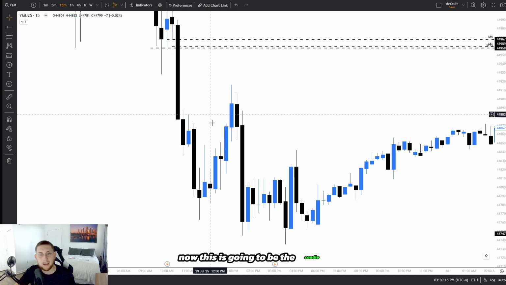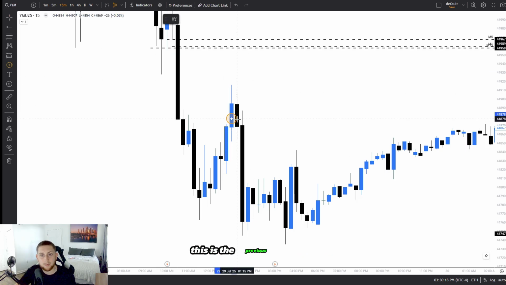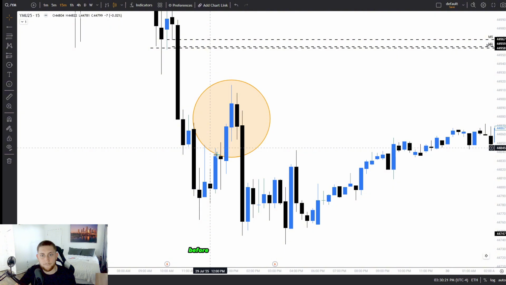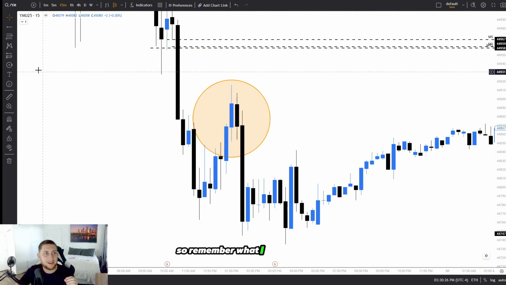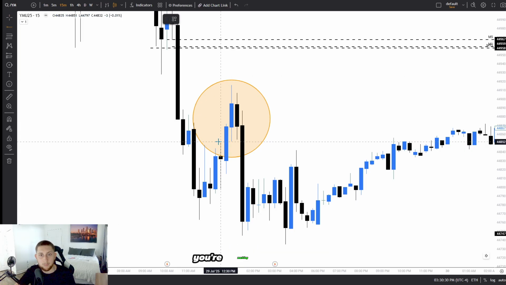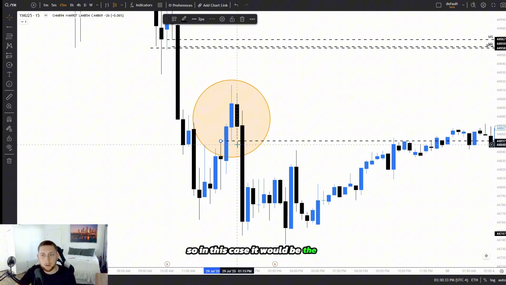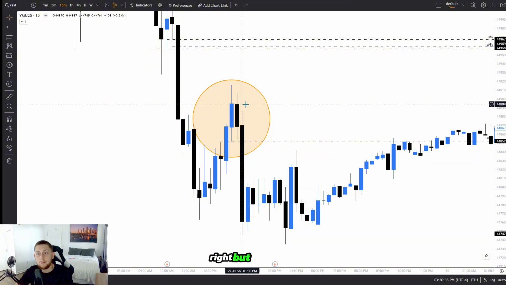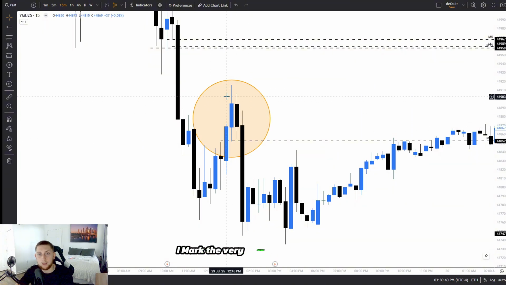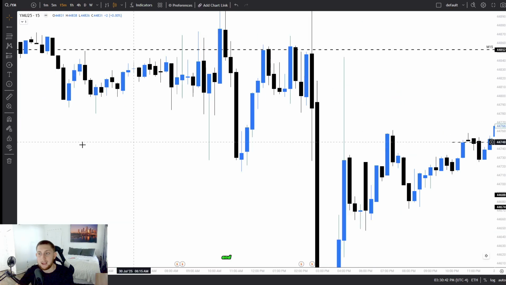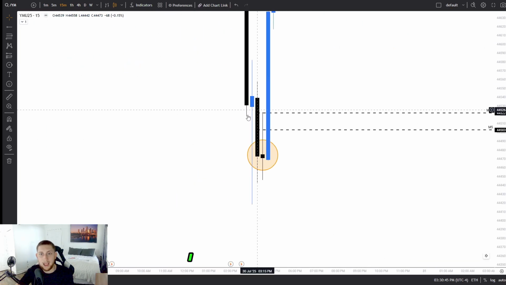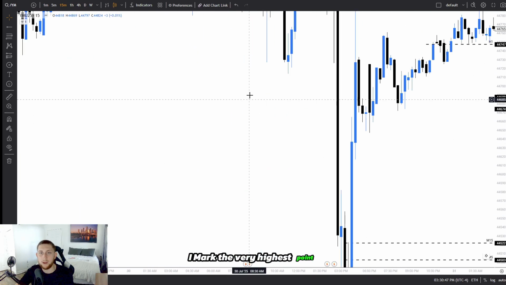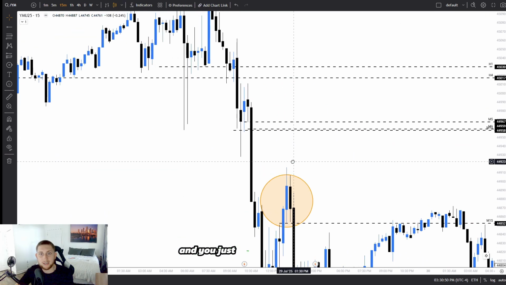Now, this is going to be the candle I'm going to be showing you. This is the previous contrary candle before the drop down. This blue candle right here. So remember what I said, for levels of supply, you're marking the lowest point of the candle. You're marking the bottom. So in this case, it would be the wick. I would go ahead and mark that, and I would just put M15, right? But remember, I mark the very lowest point when it comes to supply, and for demand, I mark the very highest point. See how simple this is? And you just keep on looking for it.